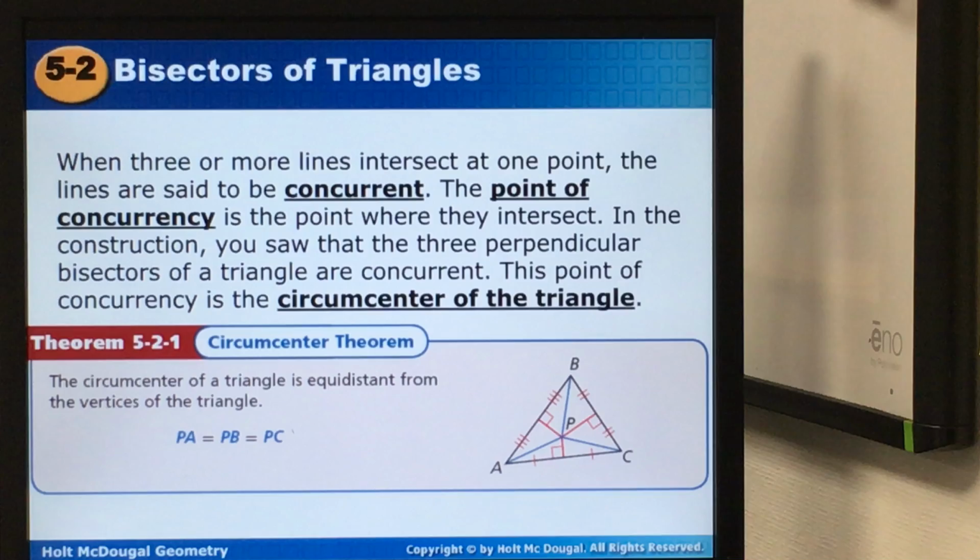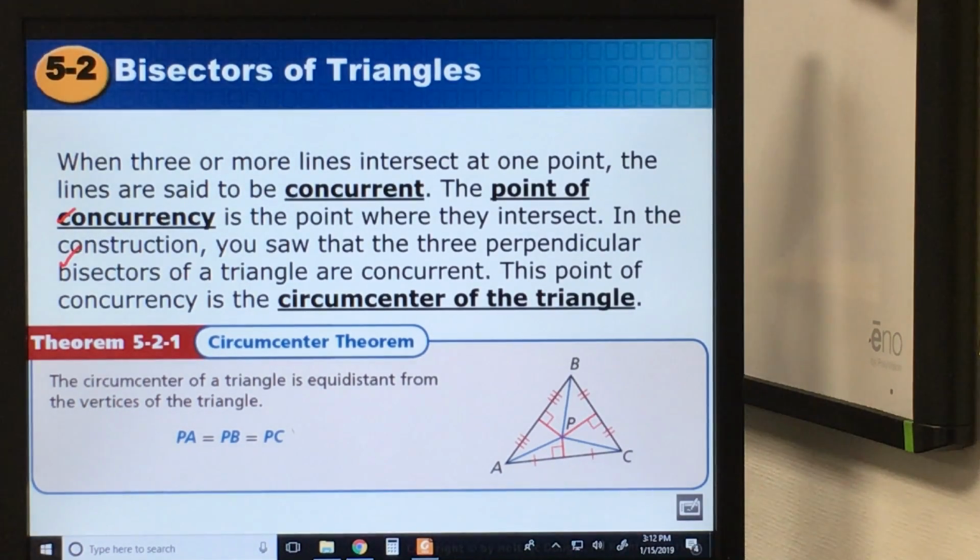So we talked about what it means to be concurrent. It means when three or more lines intersect at one point, and that point is called the point of concurrency. Now if we construct three perpendicular bisectors of a triangle, meaning for each side of the triangle, we're going to pass through a line that bisects that side in a 90-degree angle, such as that.